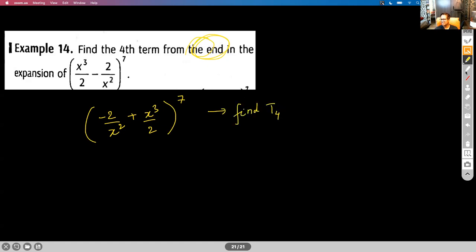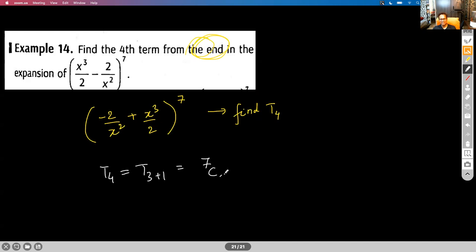The usual way of finding the r plus 1 term, right? So you don't have to back count it. Just reverse the position of the first and the second expression, and just find out your normal r plus 1 term, how we learned it in our analysis. So t4 will be t3 plus 1.